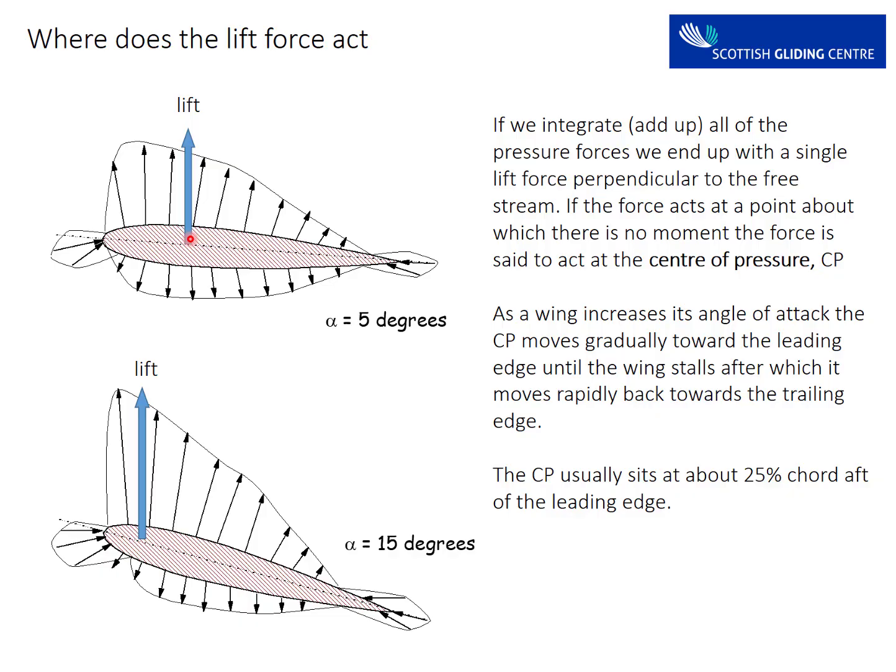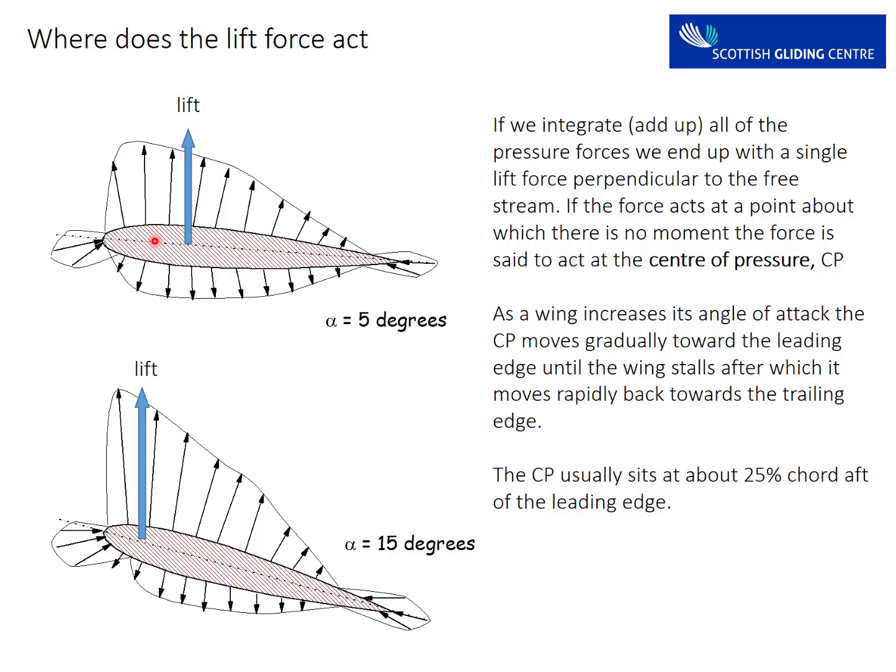Now, where does that lift force act? Well, much as we do with the centre of gravity, we consider the lift force to act at a point where the forces around the airfoil create no moment at that point. And this is known as the centre of pressure. Now, where does this centre of pressure sit on an airfoil? Well, it starts off at 0 degrees of angle of attack towards the trailing edge, and as we gradually increase the angle of attack, the centre of pressure moves forward towards the leading edge.